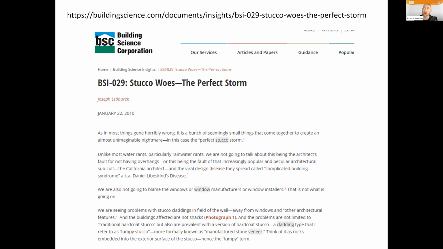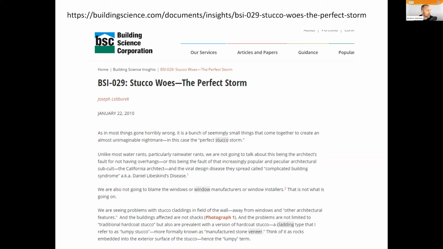I'm not going to get into all the details of it, but he says, should we blame designers for complicated building syndrome? Should we blame stucco people for this? Should we blame window manufacturers? Should we blame this, that? And the whole point of this is we can't just blame one person. It was a lot of stuff that changed very quickly in a short amount of time, all at once. And that's why we're having so many problems with stucco all over the country.